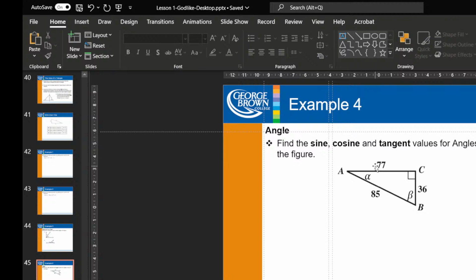You can also use Sohcahtoa. If you like Sohcahtoa better, it's okay too, right? That's perfectly fine. But I'm just showing you how to do it. And it's asking you for sine, cosine, and tangent for all of the angles. So first we find the angles. That's the first part of this question, is find the angles, solve the triangle, right?